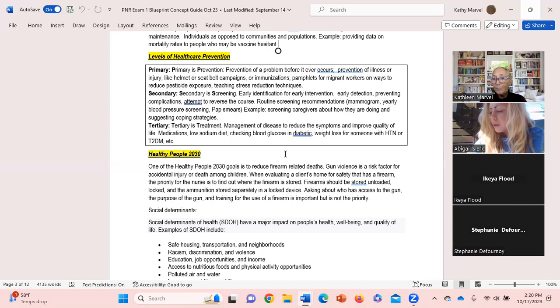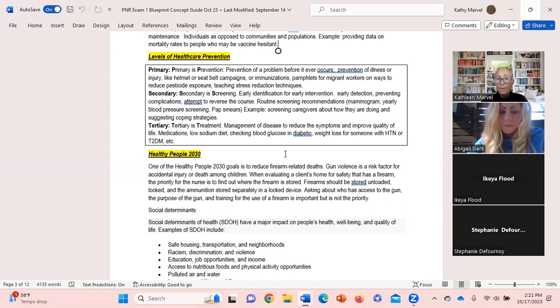Same with secondary. Let's do secondary. We had a question on quiz 2 about secondary screening. Let's say you're presented with the client, migrant farm workers who live in a small house with lots of people. What are we going to screen them for?